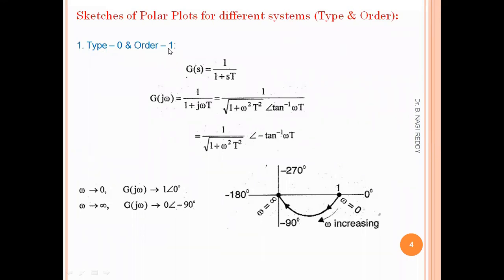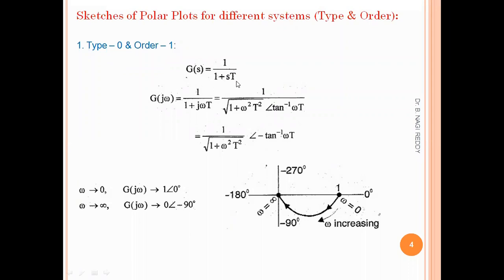And the order of the system can be determined by the maximum s power in the denominator. And you can see for the given G(s) open loop system, the maximum s power in the denominator is 1 only, s power 1. So that's why the order is 1. So a type 0 and order 1 system is given as G(s) = 1/(1 + sT). So this is in the s domain.